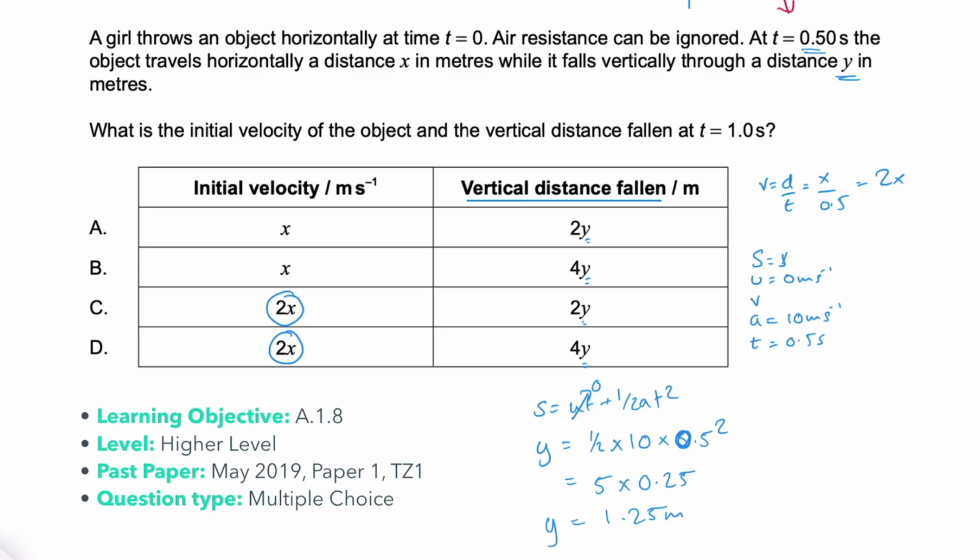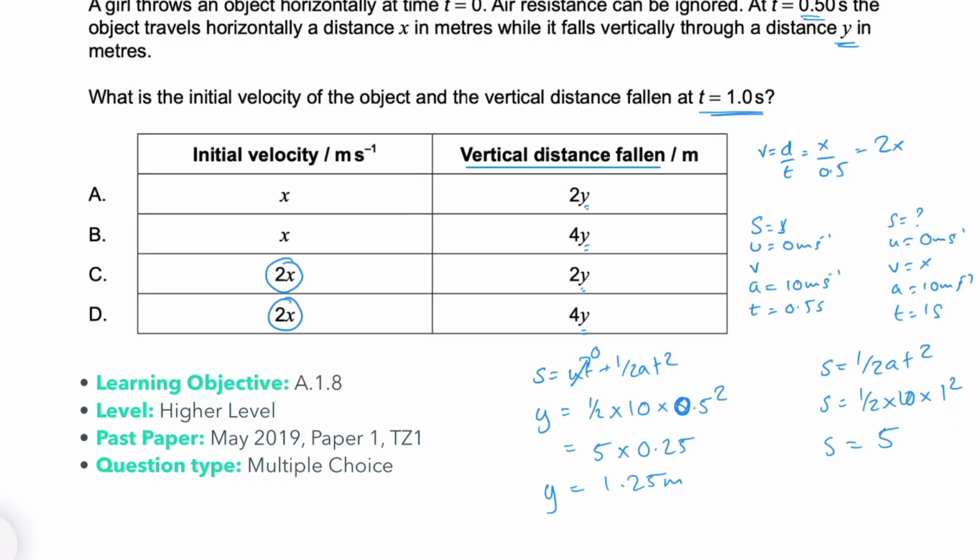But for the vertical distance fallen at t equals 1 second, we have to do the same. So s equals, don't know, u equals 0, v, don't care, a equals 10 meters per second squared, and t equals 1 second. So s equals a half at squared, s equals a half times 10 times 1 squared, s equals 5. And if we divide 5 by 1.25, that gives us 4. So the answer is 4y, our answer is D.